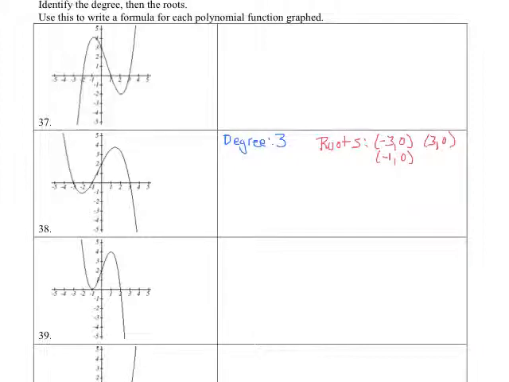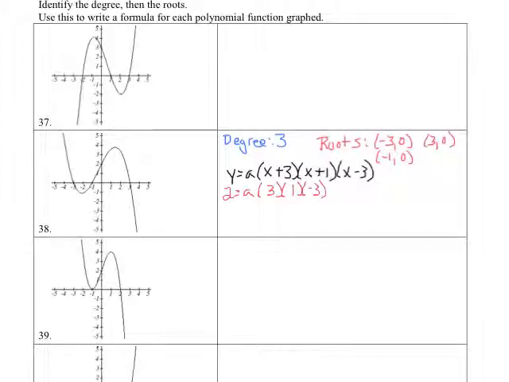And they want us to use that to write a formula. So we use the same process. y equals a times x minus negative 3, x minus negative 1, and x minus positive 3. And from here we need to figure out what our a value is, and we would do that by looking at our intercept. So we have an intercept at 2, so we can substitute that value in. 2 is equal to a times 0 plus 3, 0 plus 1, and 0 minus 3.